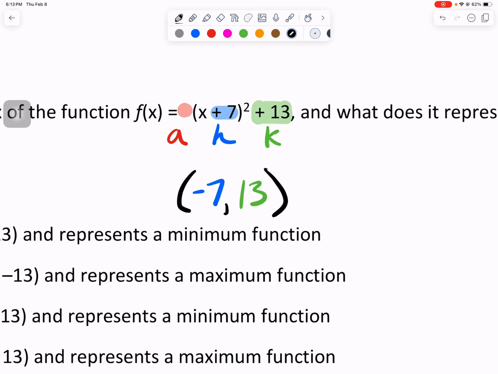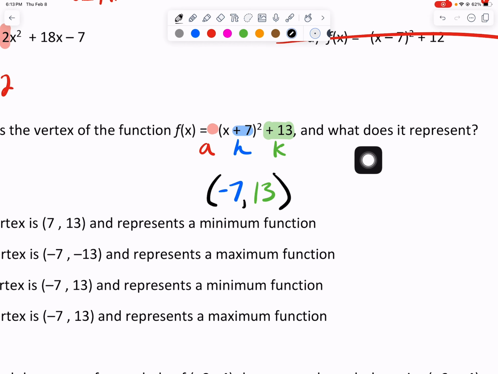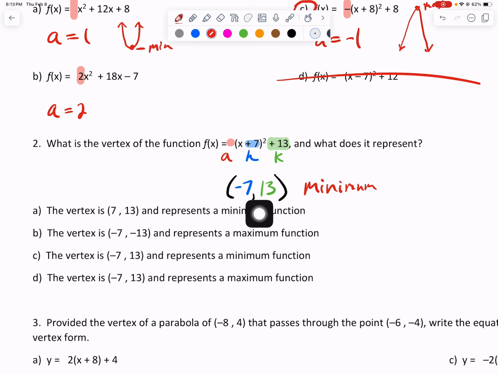All right, now it says, and what does it represent? Well, it's just saying, is it a minimum function or a maximum function? And we know when our a value is equal to 1, our function is going to have a minimum. So we're looking for a vertex that's negative 7, 13 with a minimum function. Well, this is 7, 13, so A is a no-go. Negative 7, negative 13, no, unfortunately, we do not flip the k. B is a no-go.